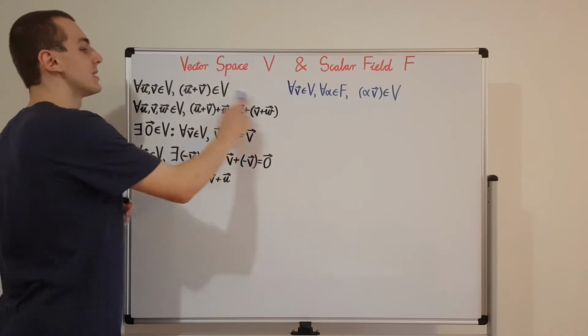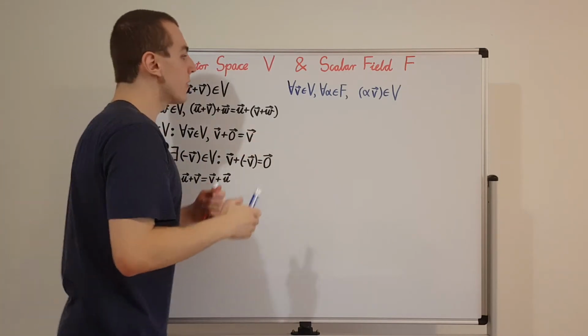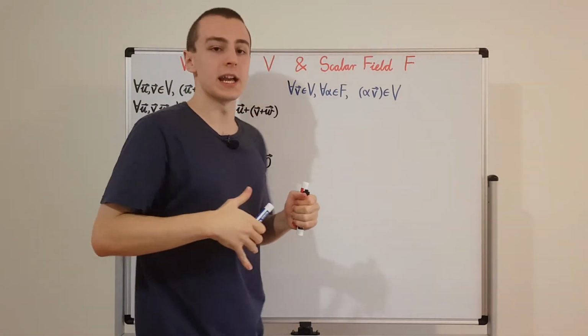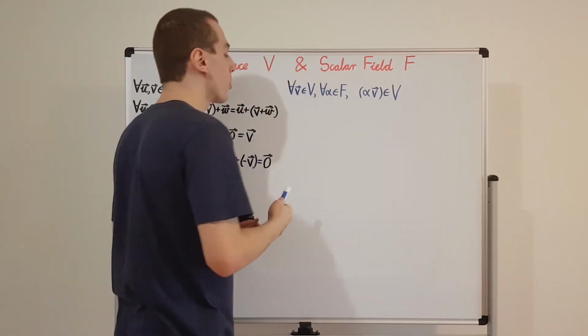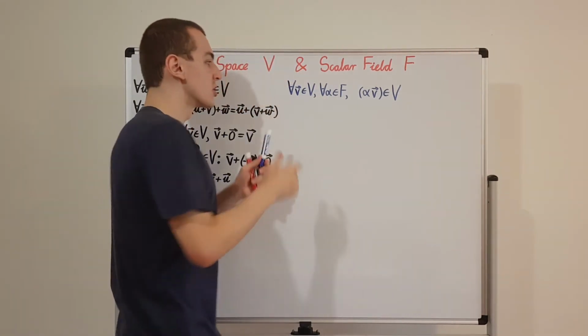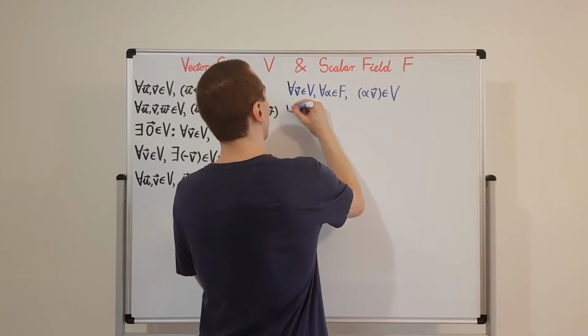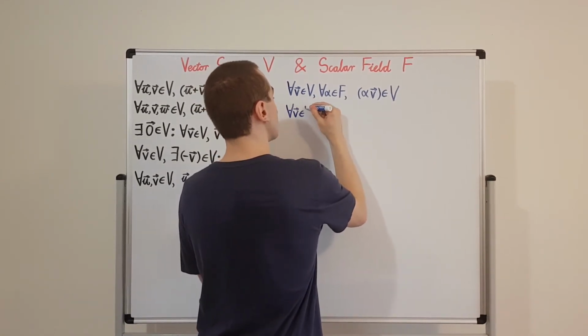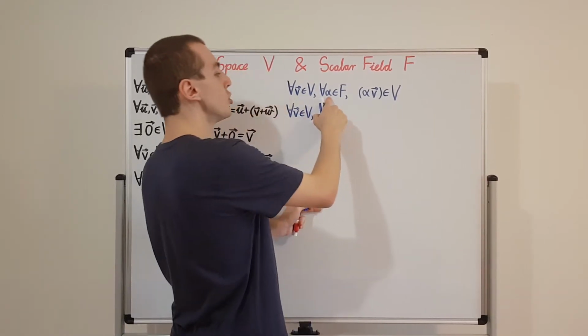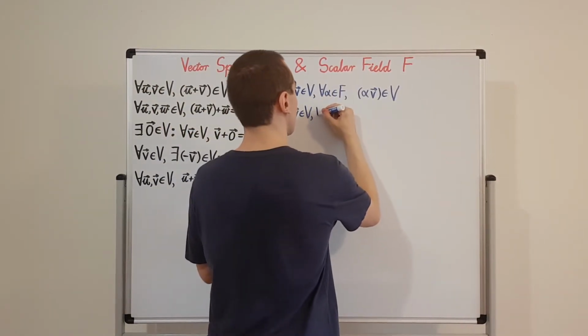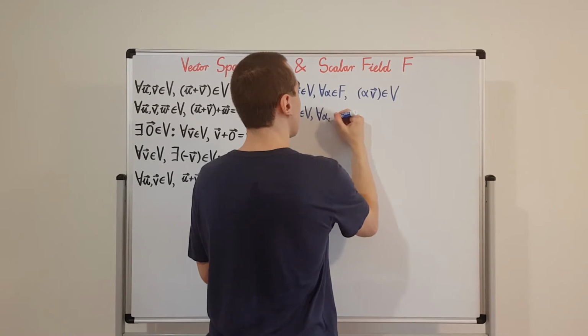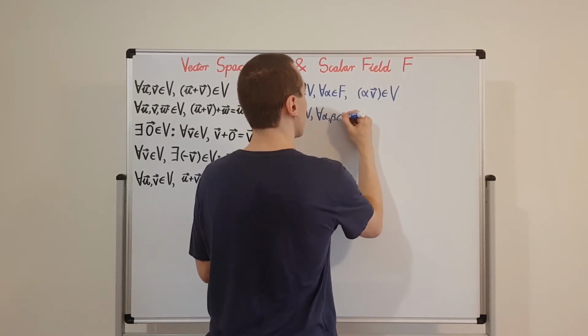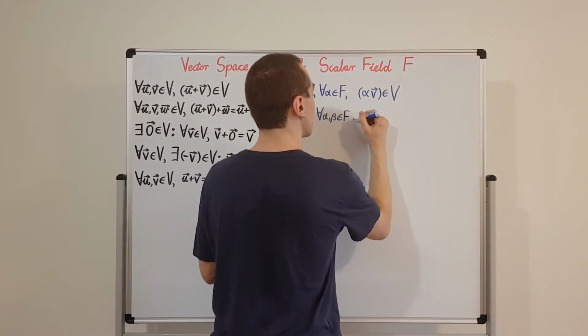Now, what about this axiom over here? This is associativity. Is there a version for scalar multiplication? Well, there is, and that's the associative property for scalar multiplication. So let's write that down. So for all vectors in the vector space, and now we're going to need two scalars. We're going to need for all alpha and beta that are members of this scalar field.